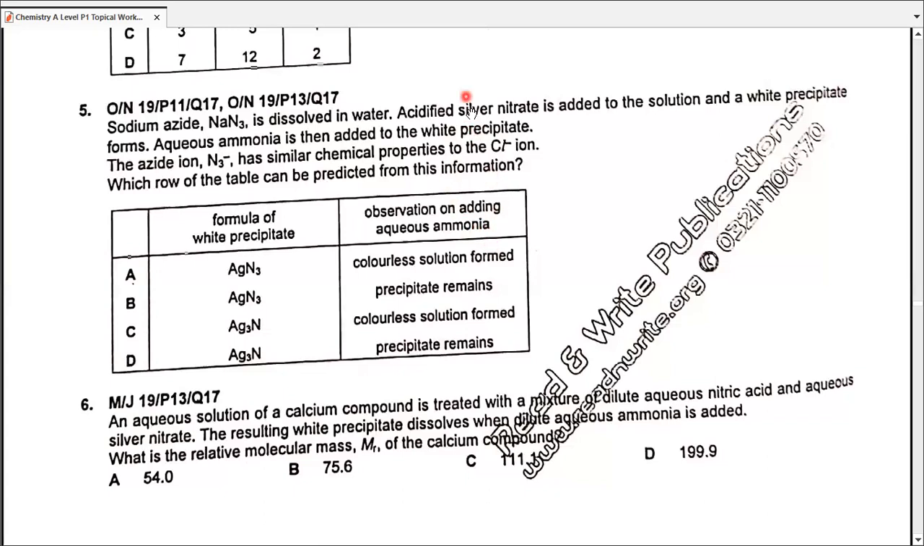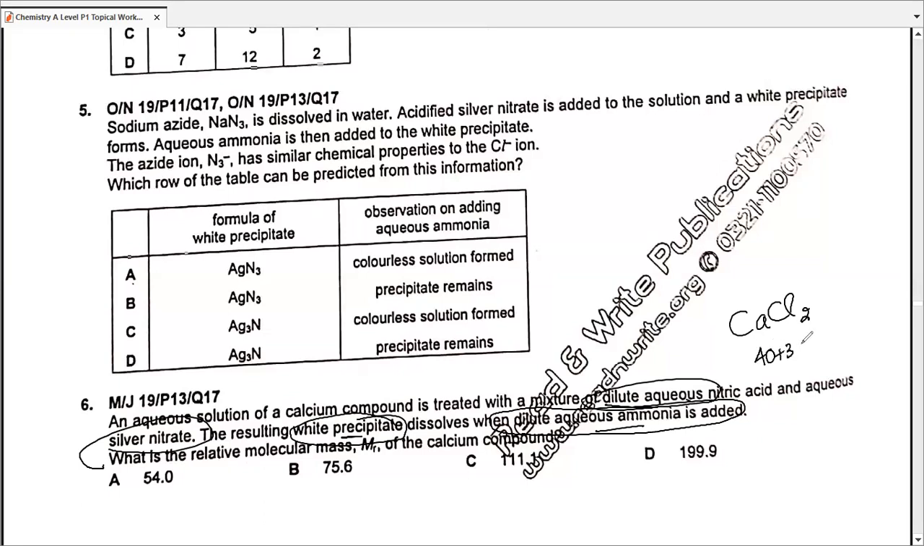You can notice white precipitate is formed by a chloride compound. You acidified with nitric acid, you use silver nitrate, only chloride forms a white precipitate. To further clarify, that chloride precipitate would be dissolved when aqueous ammonia is added. So probably it was CaCl2. That's the only chloride calcium compound we can come up with. So that means 40 plus 35.5 plus 35.5, sorry, 40.1, not 40. The answer should be 111.1.